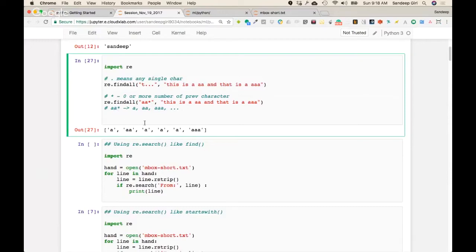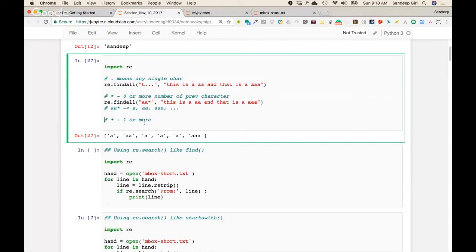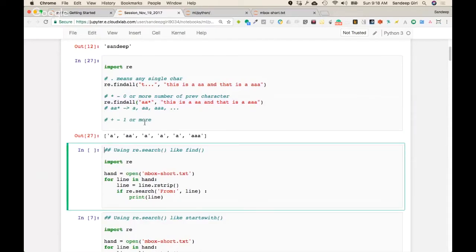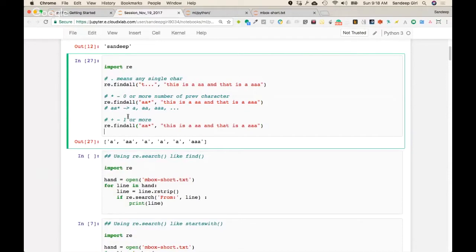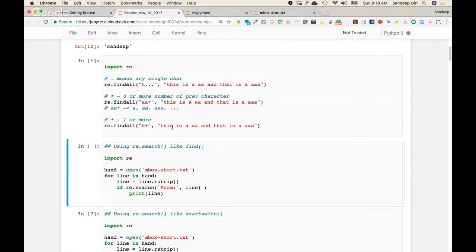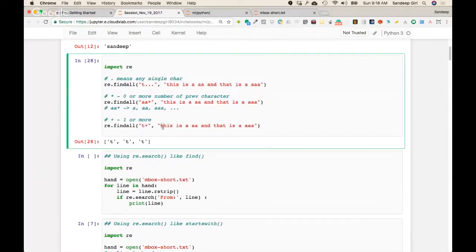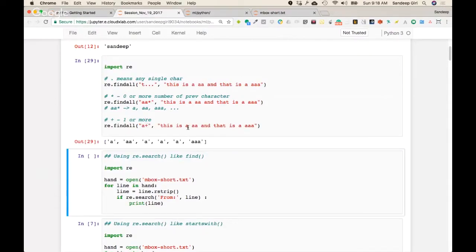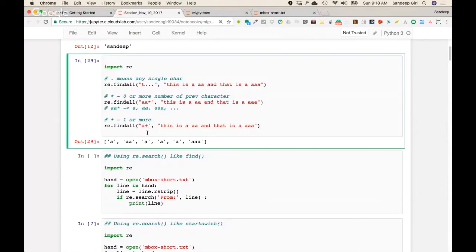All right, the next one is plus. Plus means one or more of the preceding character. If I say t plus, it will match with this t, this t, this t, and so on. And if I say a plus, it will match with at least one of the A's. Dot means a single character.